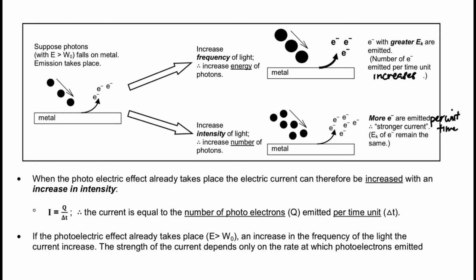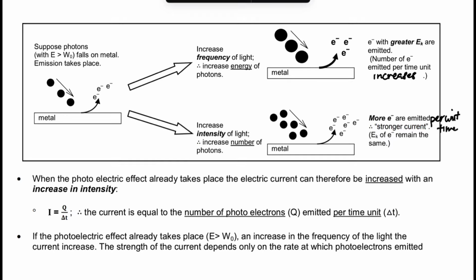kinetic energy. And we're also going to look at the intensity of the light and the number of electrons ejected per unit time, and the kinetic energy. Now, suppose that the photoelectric effect has taken place, which means the energy of the light is greater than the work function. So here the photoelectric effect has taken place.